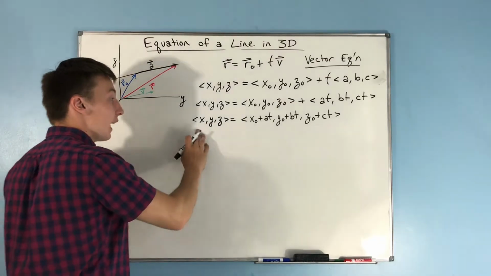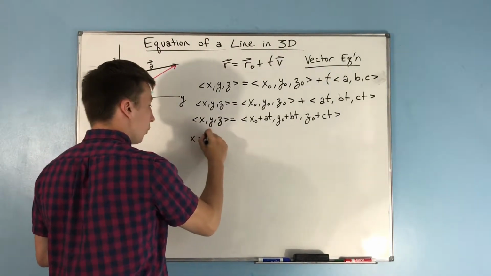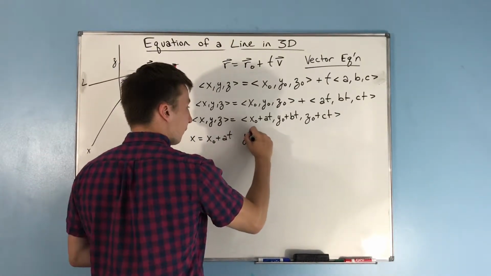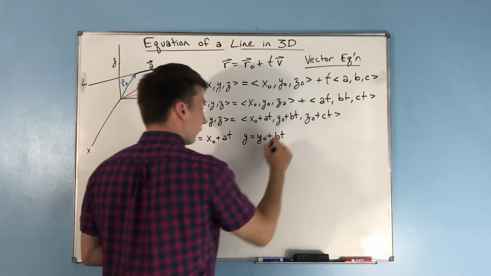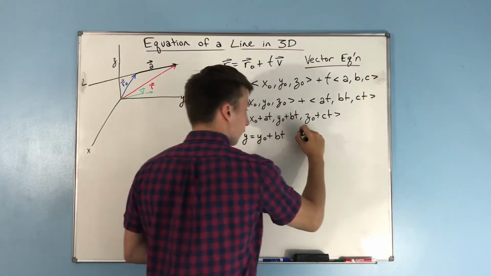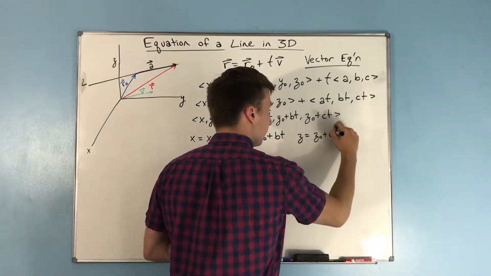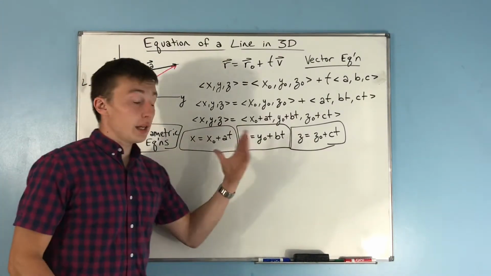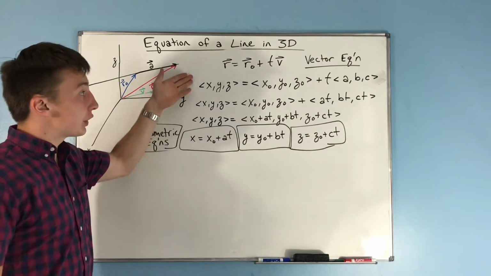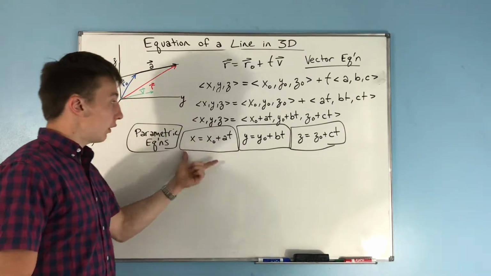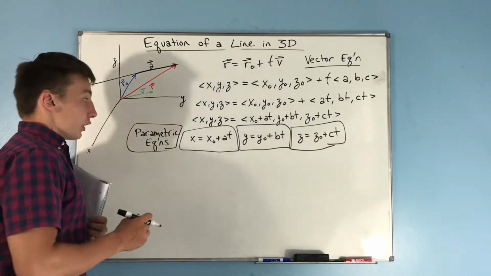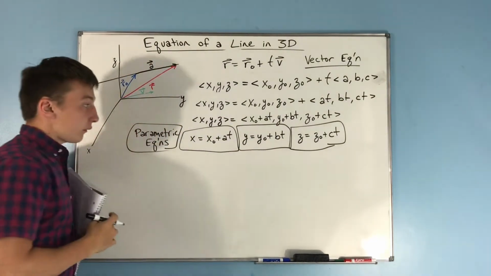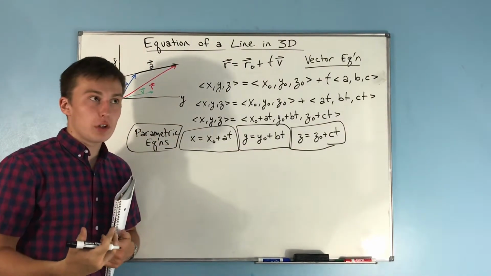So what we can do is set these all equal to each other. We have x equals x naught plus at, y equals y naught plus bt, and z equals z naught plus ct. And these are our parametric equations for a line in 3 dimensions. So all we did was actually compute this formula out, and literally that's what we get. We just get an individual equation for each component, for our x, for our y, and for our z. And to get the last equation, all we have to do is eliminate the parameter.